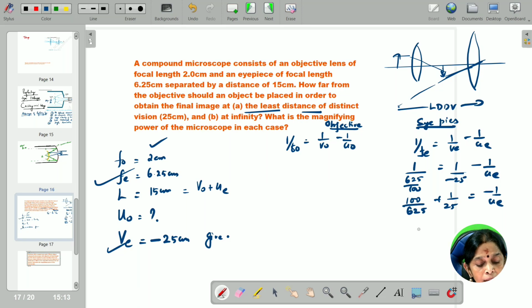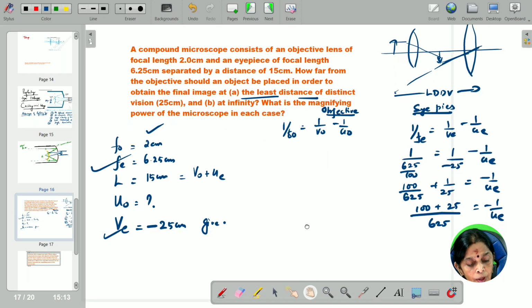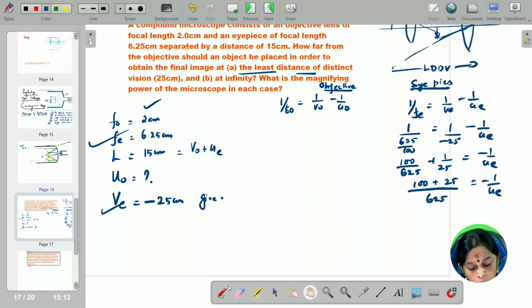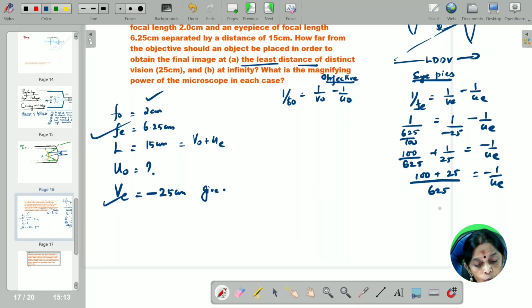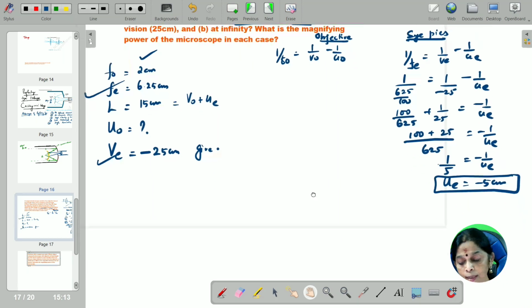That is all. Take LCM and find out. 625, 100 plus 25. So that is equal to minus 1 by UE. 125 by 6. So therefore, what do you get here? So UE is equal to, so this is 125 by 6. So that is equal to 5. So UE will be equal to 5. So 1 by 5, that is equal to minus 1 by UE. So therefore, I found out UE is equal to minus 5 centimeter. So hope you understand this.